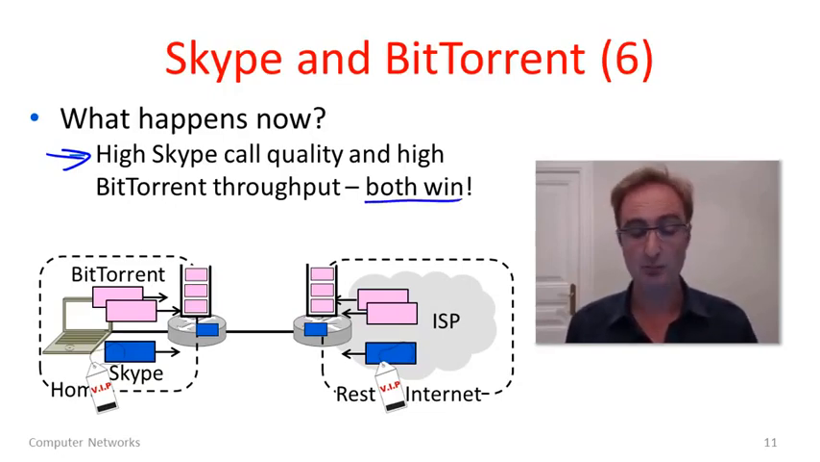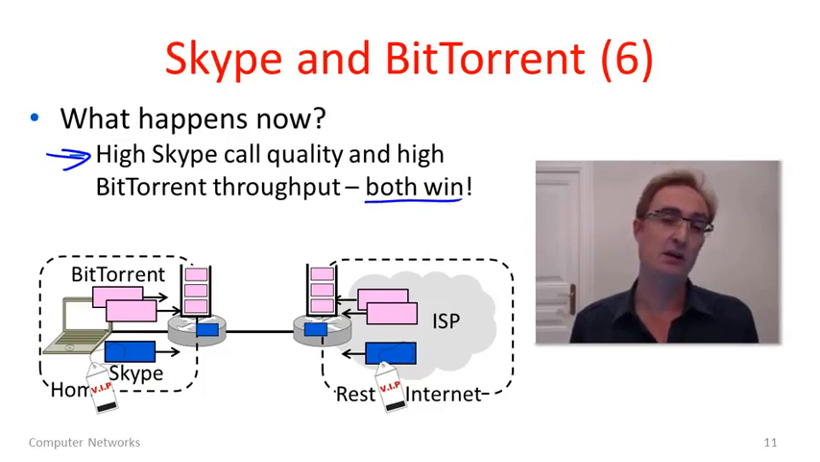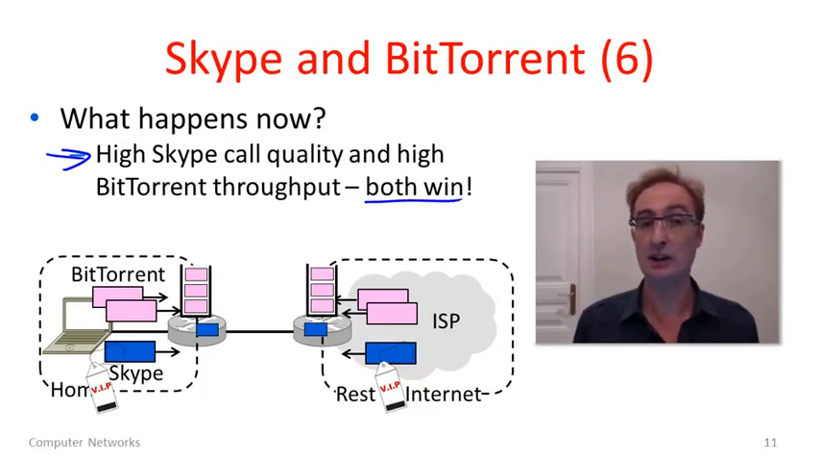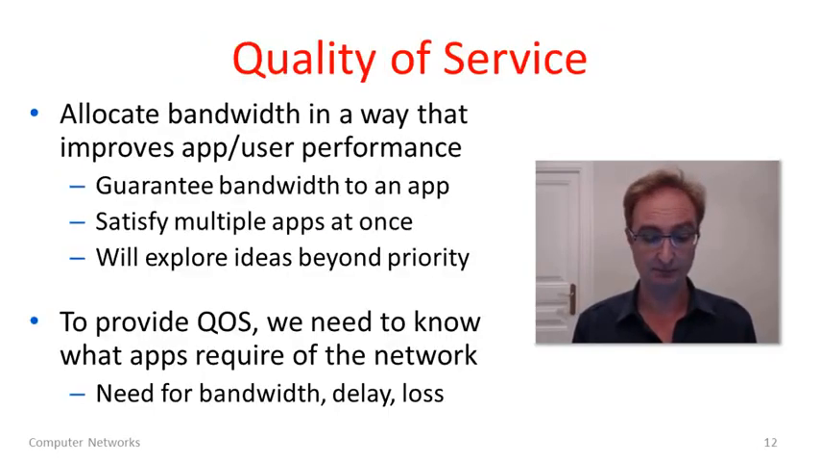The point is that both of these applications win. And we can do this because they were after slightly different qualities. One cared more about delay and one cared more about throughput. So we rearranged what the network was doing to better support both of those applications. That's pretty cool. And that's an example of what you can get from quality of service.